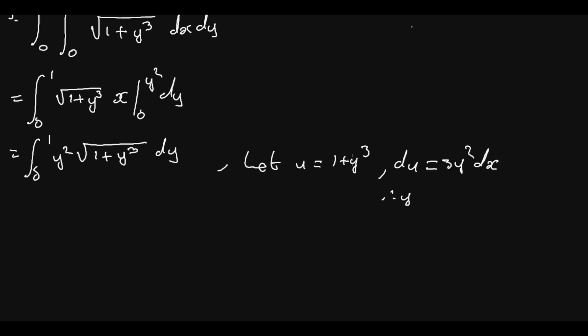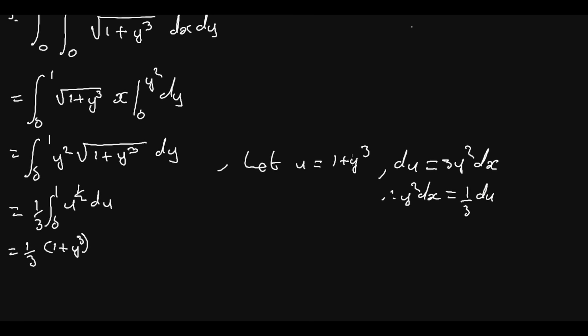So it therefore means y squared is equal to 1 over 3 du here. So when we continue, we have 1 over 3 outside, which is a constant, from 0 to 1. So it's u raised to 1 over 2 du. So this is equal to 1 over 3. Remember, u is equal to 1 plus y cube. Then the integration will give us 3 over 2 divided by, so I'll say times 2 over 3, then from 0 to 1, right?